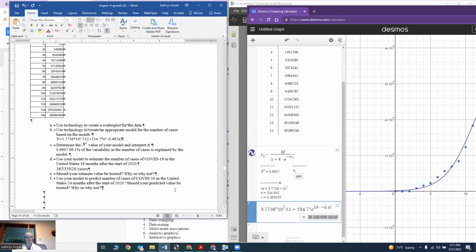It wants me to now do the same thing for 24 months. So all I got to do is come up into my formula here, change my 18 to 24. And I'll find out how many cases there were in 24 months into the pandemic. And again, that number probably shouldn't be trusted. I should also round it off probably to 5. And it shouldn't be trusted because it is outside the original data.